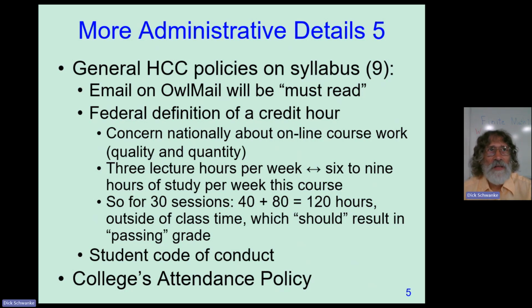And there was that concern nationally about the online coursework really, the quality and quantity of what was going on. So if it's listed as a 3-hour course like this one is, we have 3 lecture hours per week to get those 3 credits. And then you have 2 to 3 hours of study on top of each hour in lecture. So that's another 6 to 9 hours of study. So you add all that up over 30 sessions, you get about 120 hours, which should, by definition, result in a passing grade. Not an A, just a passing grade, in other words, a D.